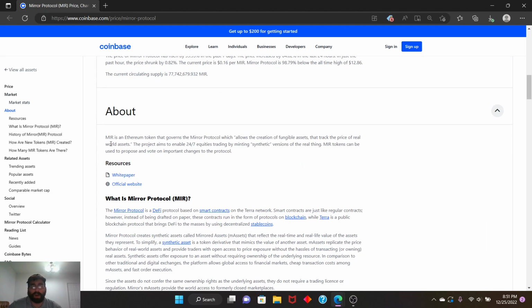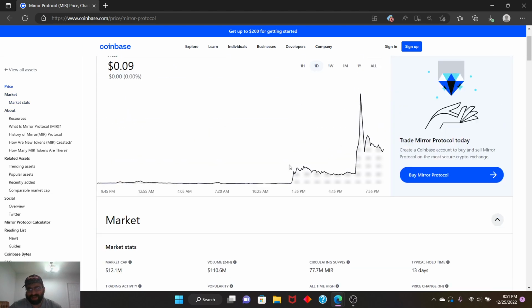What is this about? MIR is an Ethereum token that governs the Mirror Protocol, which allows the creation of fungible assets that track the price of real world assets. Project aims to enable 24/7 equities trading by minting synthetic version of the real thing. MIR tokens can be used to propose and vote on important changes to the protocol. What do you guys think of this coin?